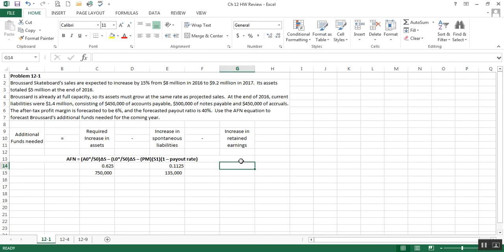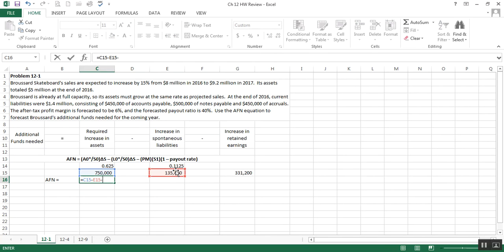And our increase in retained earnings is equal to 6%, which is our profit margin, times next year's sales, which is 9.2 million, times our payout term, 1 minus our payout ratio of 40%. Therefore, our AFN equals 750 minus 135 minus 331,200. $283,800.